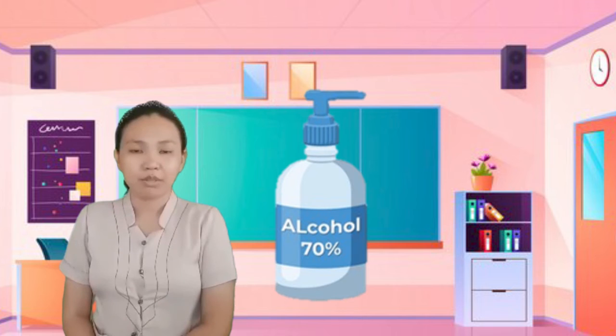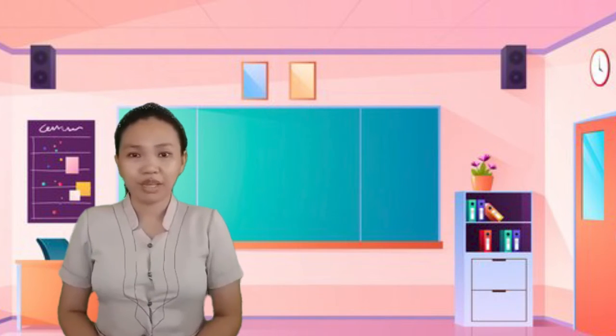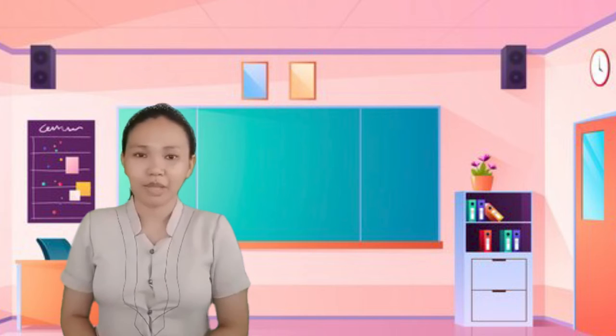During this pandemic, we are constantly sanitizing and disinfecting our hands using alcohol to keep our hands clean and free from bacteria and viruses, especially the COVID-19. If you check the label of your alcohol, you may find that alcohol can be in different concentration. It may be 70% or 99% alcohol.